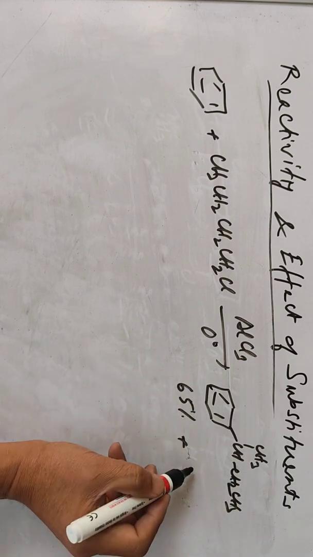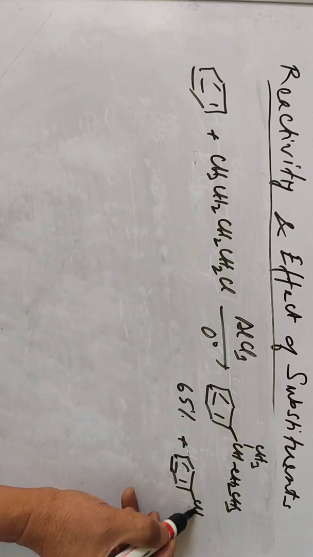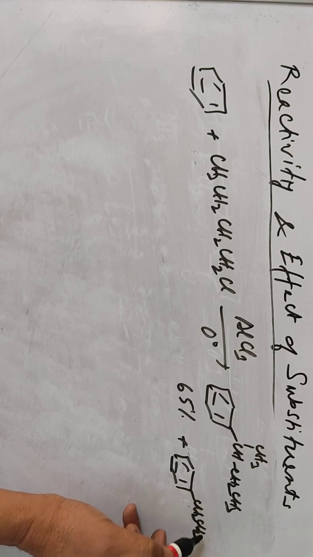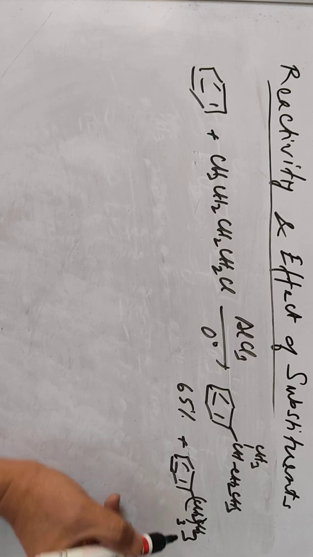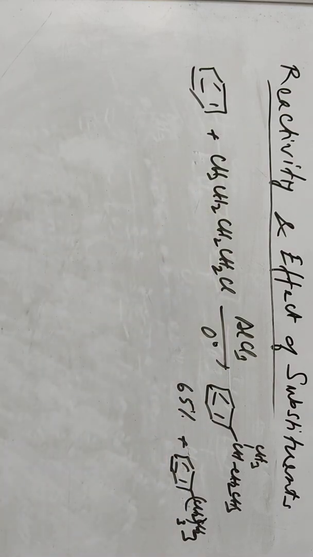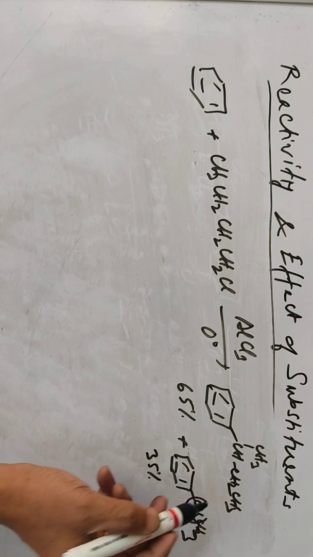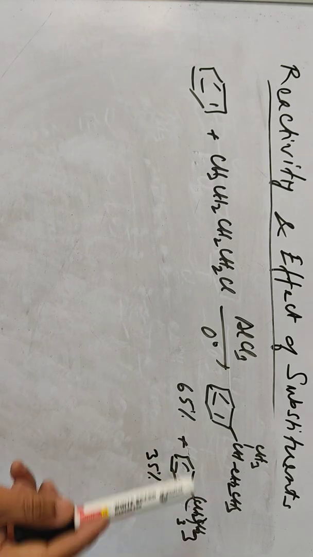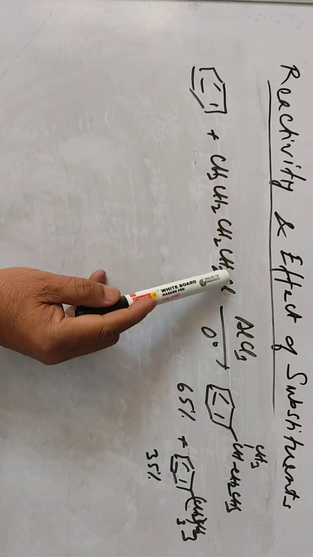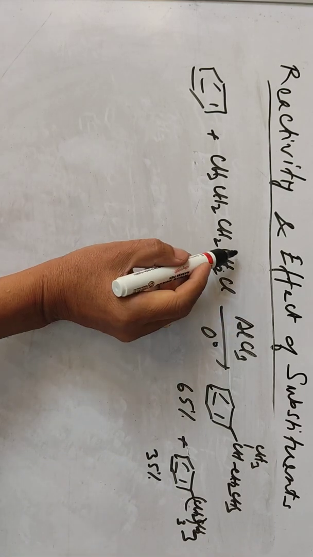Another product has the other substituent, CH(CH3)2, and this is 35%. This depends on the formation of the carbocation. Here the carbocation intermediate can form with the positive charge here after the chloride is lost. Then we have a primary carbocation.